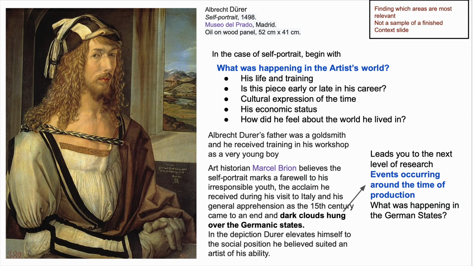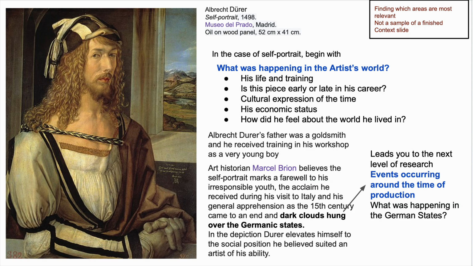This is finding areas that are most relevant. This is not a sample of a finished context slide. I say that because students often get to this and go, oh, this is how it should look. No, we're just focusing on what I thought would be most relevant.